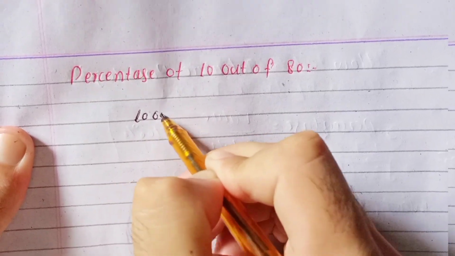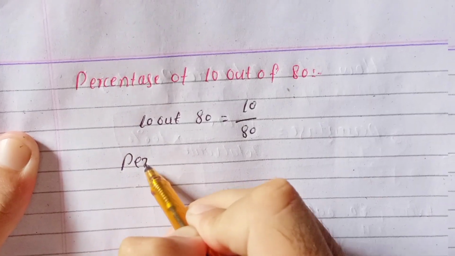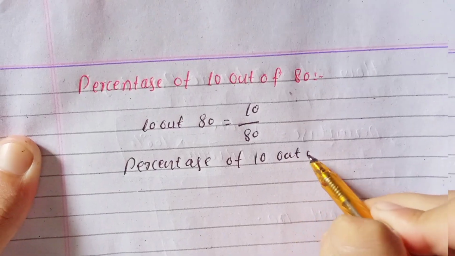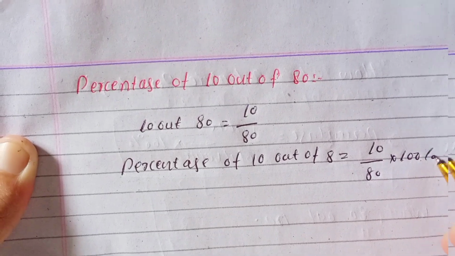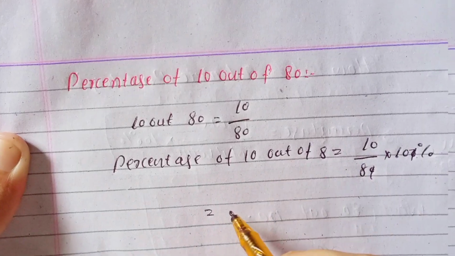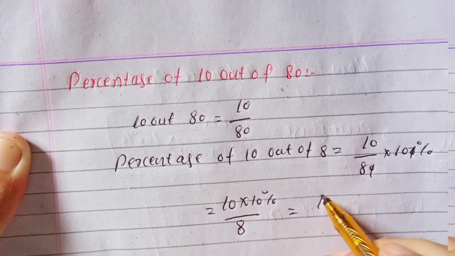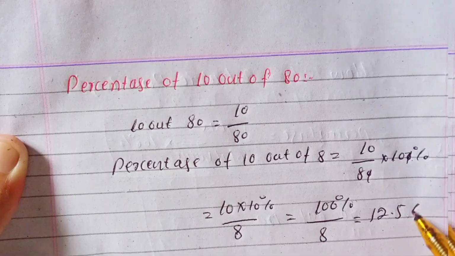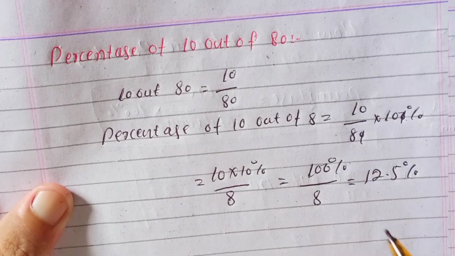So the percentage of 10 out of 80 is equal to 10 divided by 80 multiplied by 100%. So we will cancel out the 0 with this 0, and we will get 10 times 10% divided by 8, which is equal to 100% divided by 8, which is equal to 12.5%. So the percentage of 10 out of 80 is equal to 12.5%.